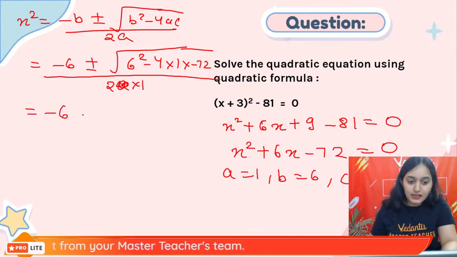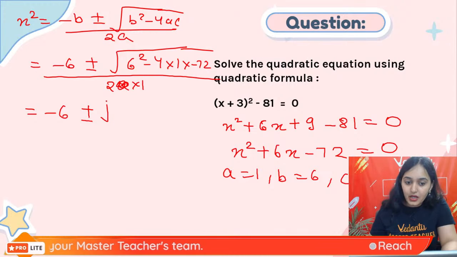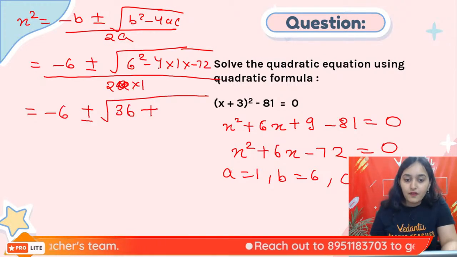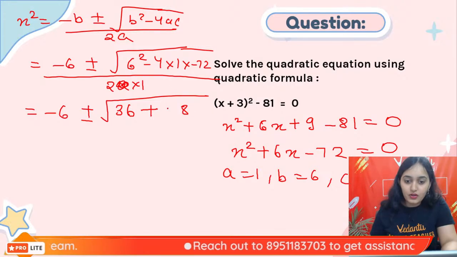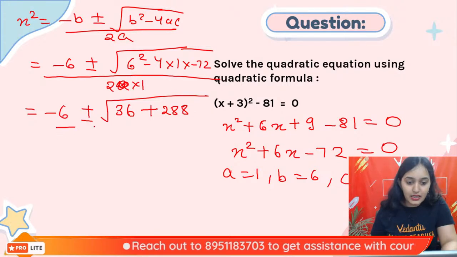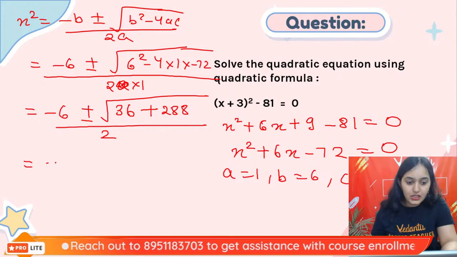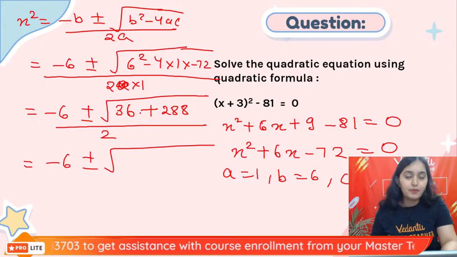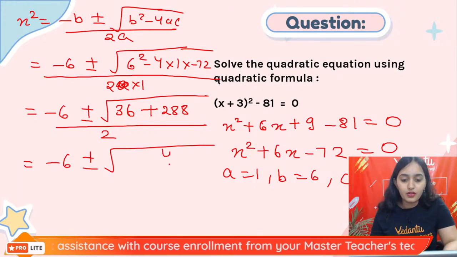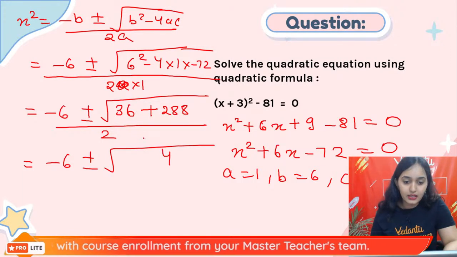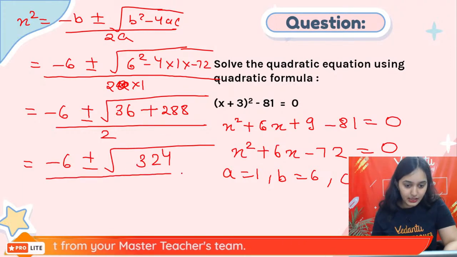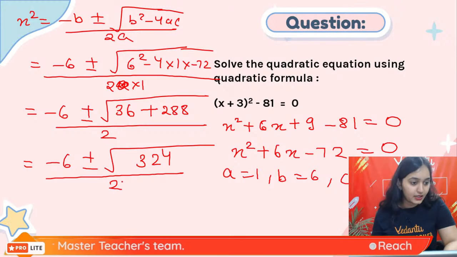So this is minus 6 plus minus root over 36 plus 4 times 72, which is 288, upon 2. So this is minus 6 plus minus root over 324 upon 2. Theek hai?